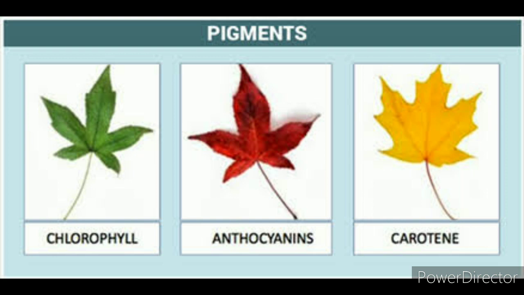So these are the different pigments present in plants, and each of these pigments has specific functions in the plants. So can you write a brief note on pigments in plants?